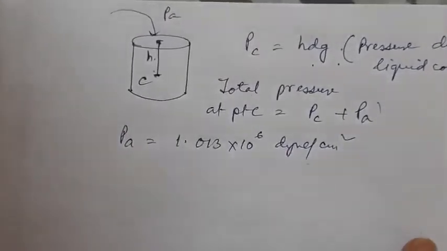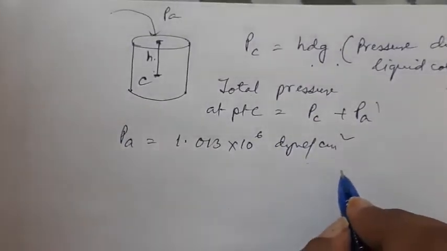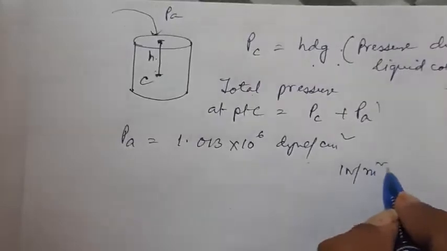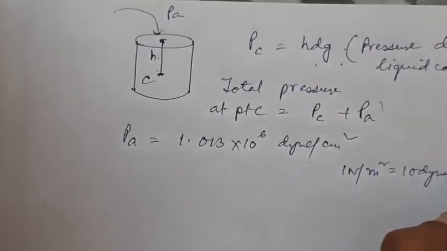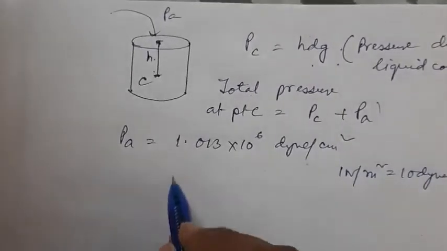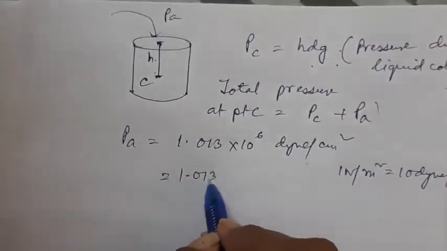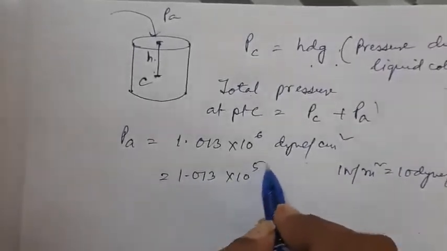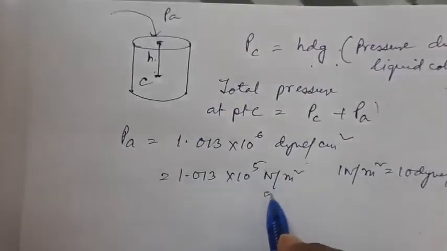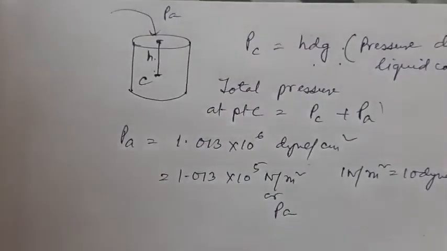Now how to convert dyne per centimeter square into Newton per meter square? If I can correctly remember, 1 Newton per meter square must be equal to 10 dyne per centimeter square. So 1.013 into 10 to the power 5 Newton per meter square or Pascal. So the unit of pressure is Newton per meter square or Pascal.